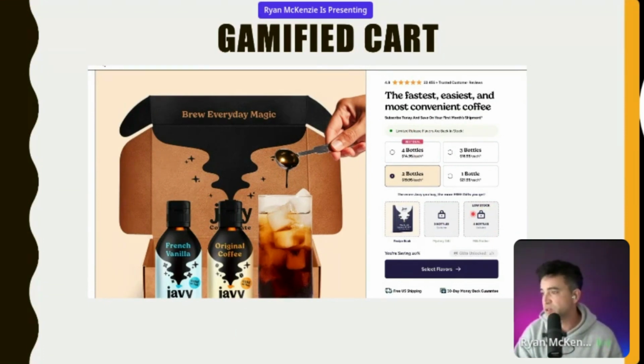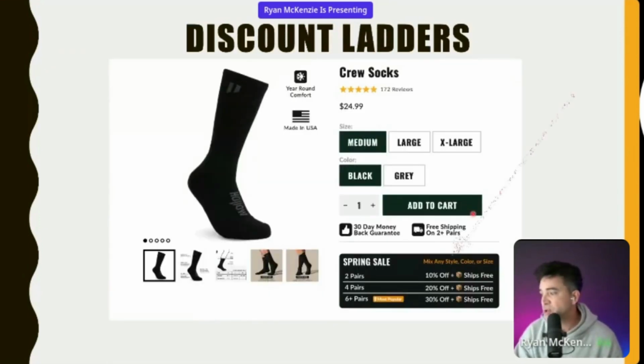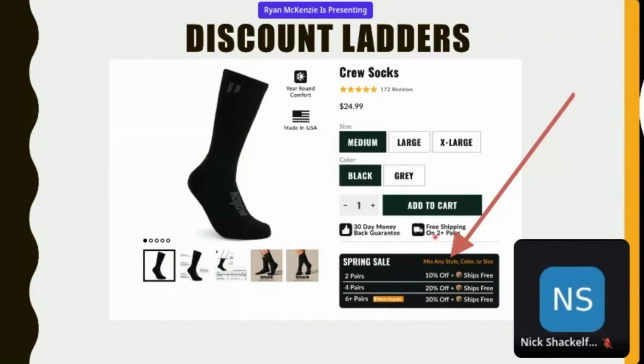This is a little different than what Obvi's doing. Oh, I got one more. Discount ladders. So this one's a little bit simpler to implement. This is Hollow Socks. Basically, the more you purchase, the more you save. So 2 pairs, you get free shipping, but you also get 10% off. 4 pairs, you get 20% off. 6 pairs, you get 30% off. Tools like this are going to incentivize people to take more items, especially on things that are consumables or commodities like clothing.